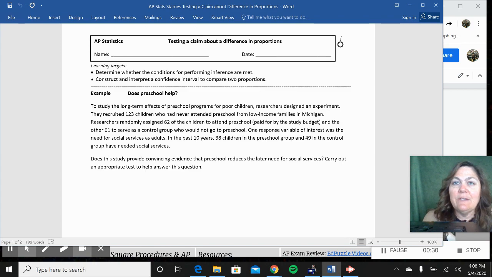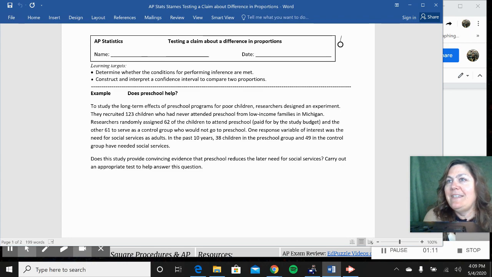You're going to need to answer this question, testing a claim about a difference in proportions now. Okay, this is a very interesting question. It's talking about the long-term effects of preschool programs for poor children. So they designed an experiment and they recruited 123 children who had never attended preschool from low-income families. This was in Michigan. And then they randomly assigned 62 to attend preschool that was paid for by the study. And then the other 61 were to be the control group and not go to preschool.